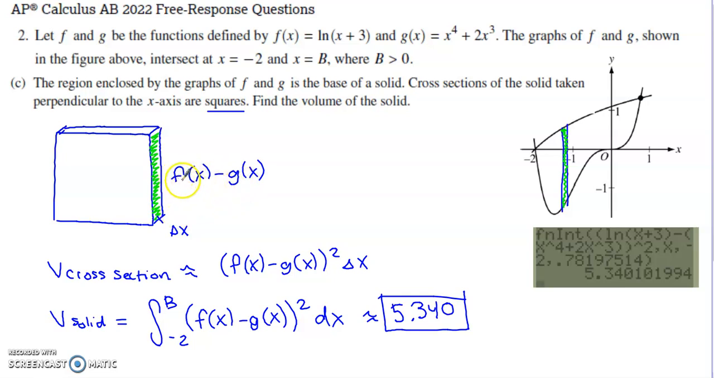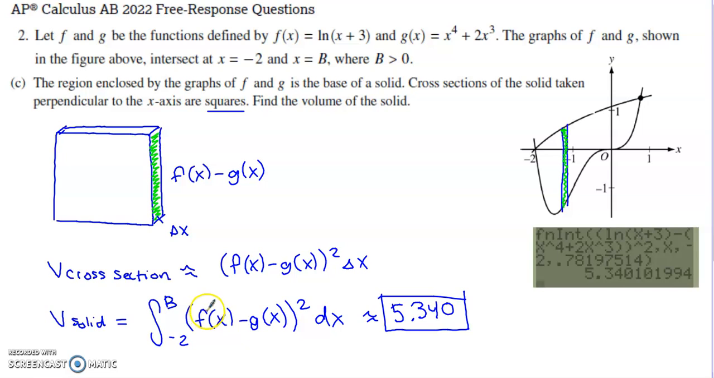Well, if this is a square face, that's obviously the dimension across the bottom, and then the thickness of this is some tiny, tiny change in x, right, delta x. So the volume of one cross-section is going to be height times width times thickness, and since height and width are the same, I have f of x minus g of x quantity squared for the area of the face, and then the thickness is delta x. That's just the area, the approximate volume of this one cross-section. I want to add together infinitely many of these cross-section volumes.